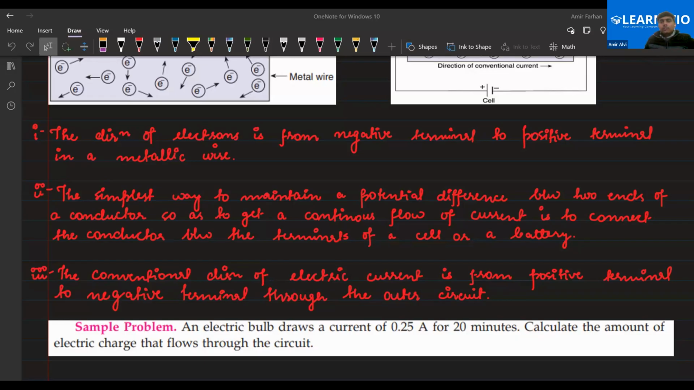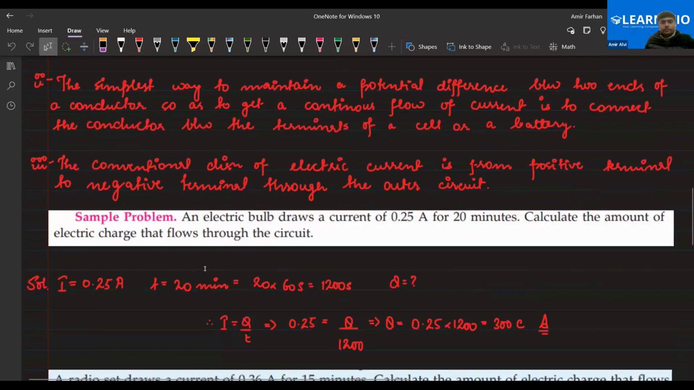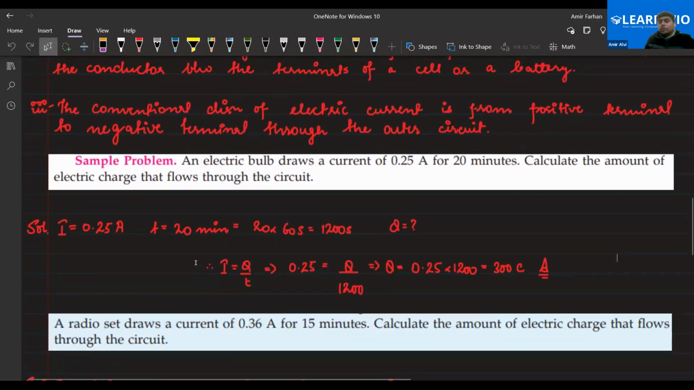Okay, Aisha. Okay, Galvin. Abdul, sorry. Galvin, answer. Answer would be 300 कूलम. ठीक है, जरा इसको कैलकुलेट करो. लेट मी नो द आंसर.